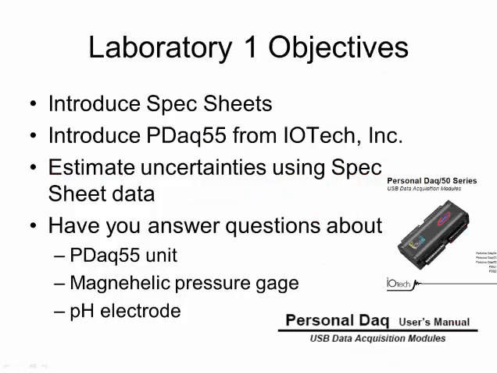The objective of Laboratory 1 is to introduce you to spec sheets and what they are used for in the instrumentation world. Also, to introduce you to the Personal Data Acquisition Model 55 by OI Tech Incorporated. You will have to estimate measurement uncertainties using spec sheet data, and you have to answer questions about the PDAC 55 unit, Magnehelic pressure gauges, and pH electrodes using spec sheets posted on the class website.